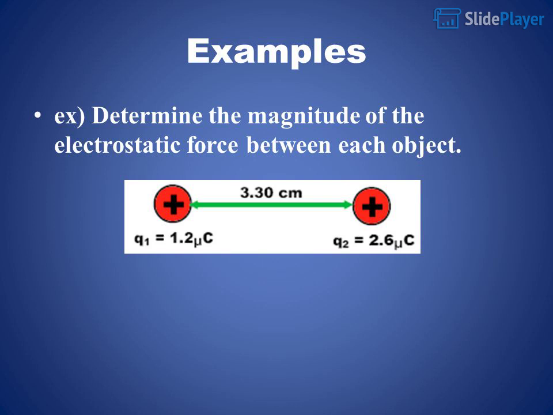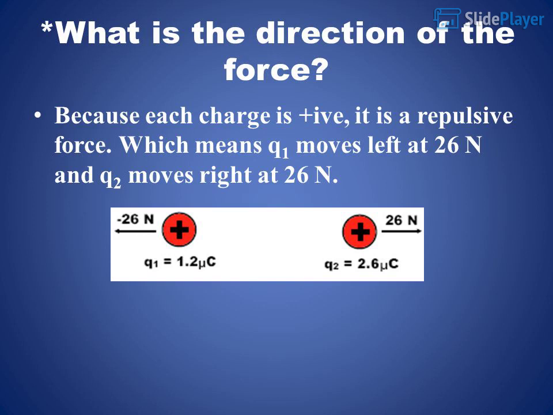Examples. Determine the magnitude of the electrostatic force between each object. What is the direction of the force? Because each charge is positive, it is a repulsive force. Which means Q1 moves left at 26 N and Q2 moves right at 26 N.